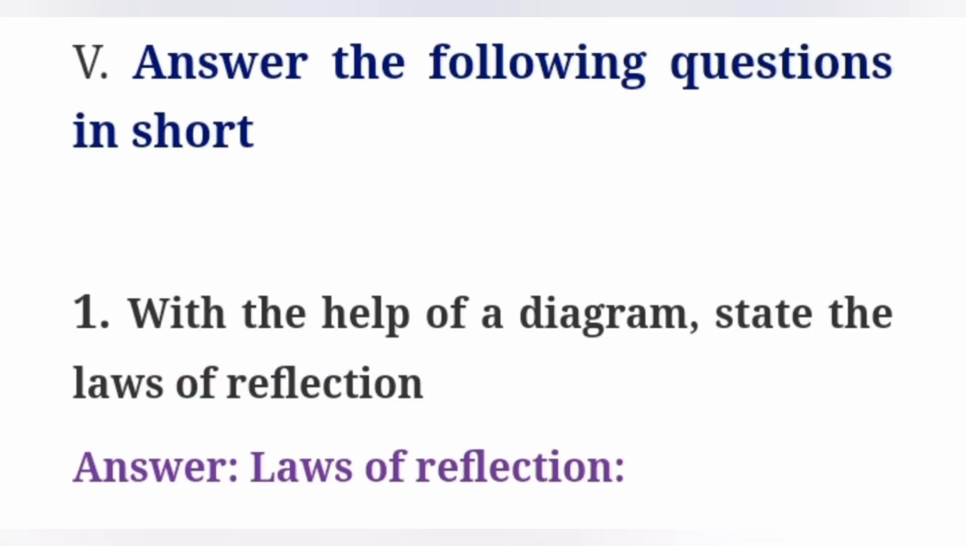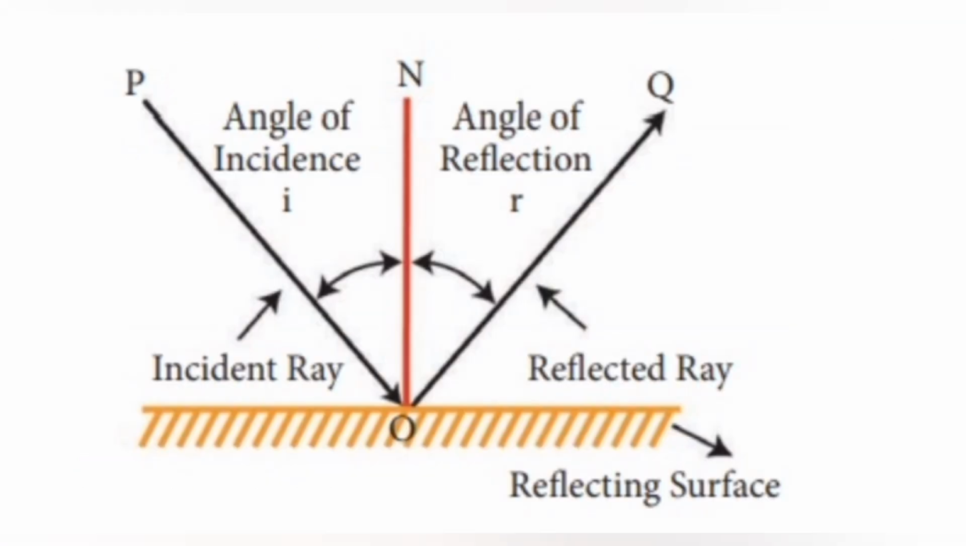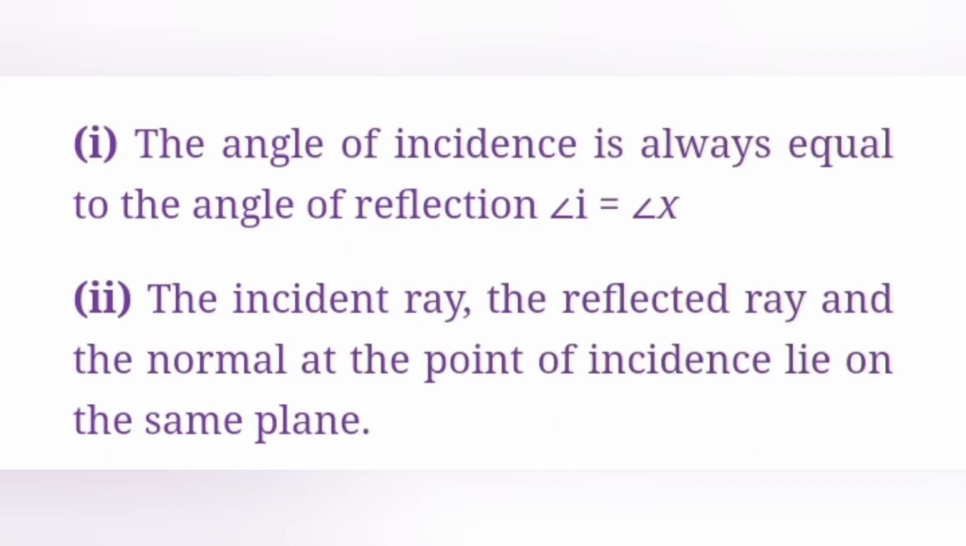Fifth Roman letter, answer the following questions in short. First question, with the help of a diagram, state the laws of reflection. Answer, laws of reflection. Draw this diagram and label the parts. First point, the angle of incidence is always equal to the angle of reflection. Second, the incident ray, the reflected ray and the normal at the point of incidence lie on the same plane.